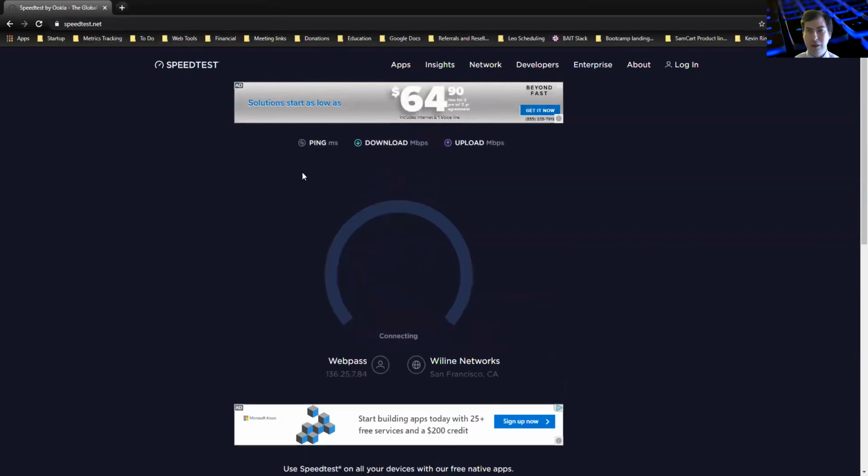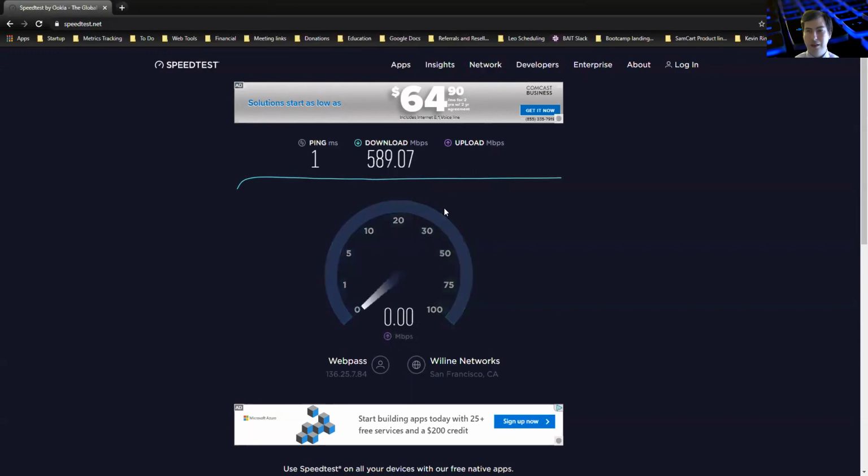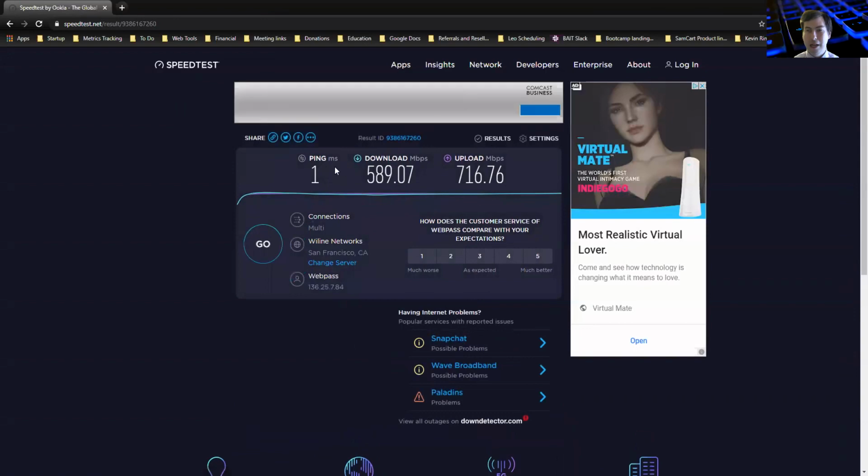Now what this will do is it'll kind of do an initial connection. And what it's going to do is calculate out ping, test download, and also test upload after that. So right now it's working on the download step. Once it gets to the end there, it's going to reset. Now it's going to do the upload. And now we have our results.